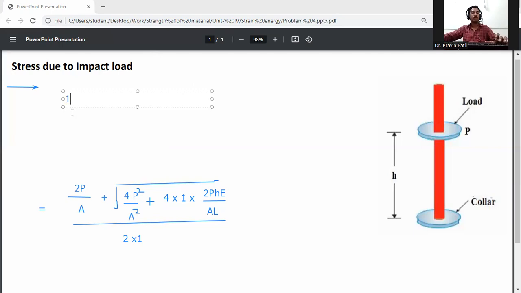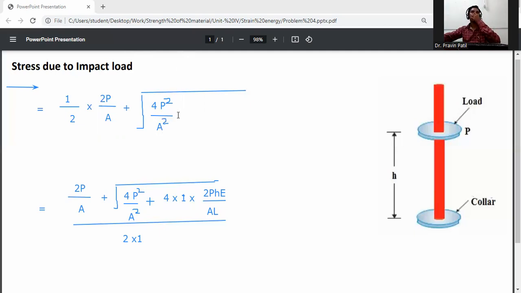So this one is 1 by 2 into, write here, 2p divided by a, plus root of 4p square divided by a square.